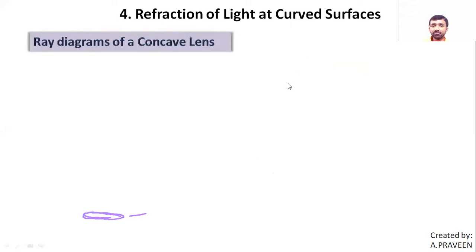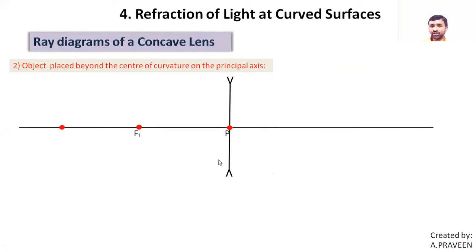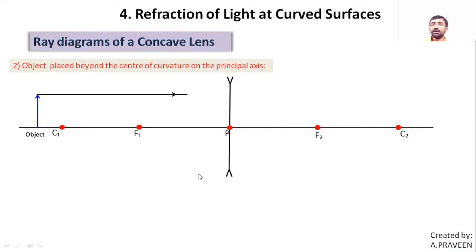So then the second position is the object placed beyond the center of curvature on the principal axis. So here I am drawing a concave lens, and I will follow the same logic, a 4 centimeter gap, right? Then show the object just beyond the center of curvature, having the width as height. Then draw the parallel ray first from the top of the object. Second ray passing through the optic center.